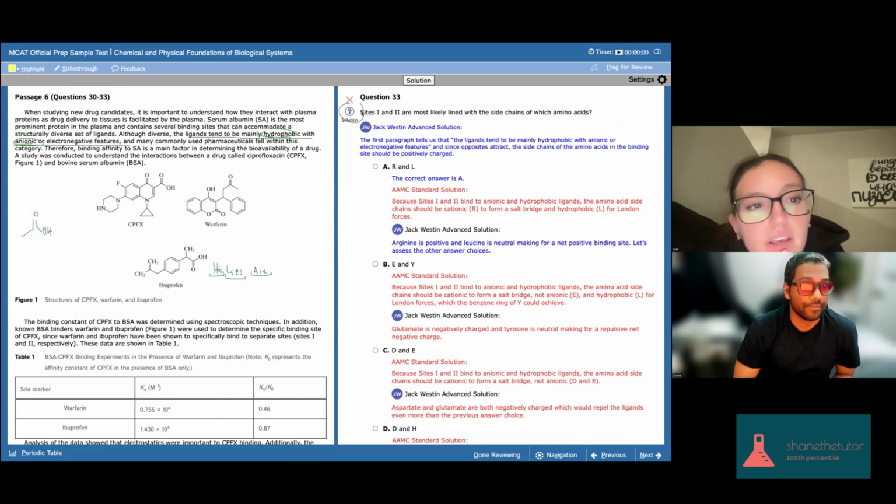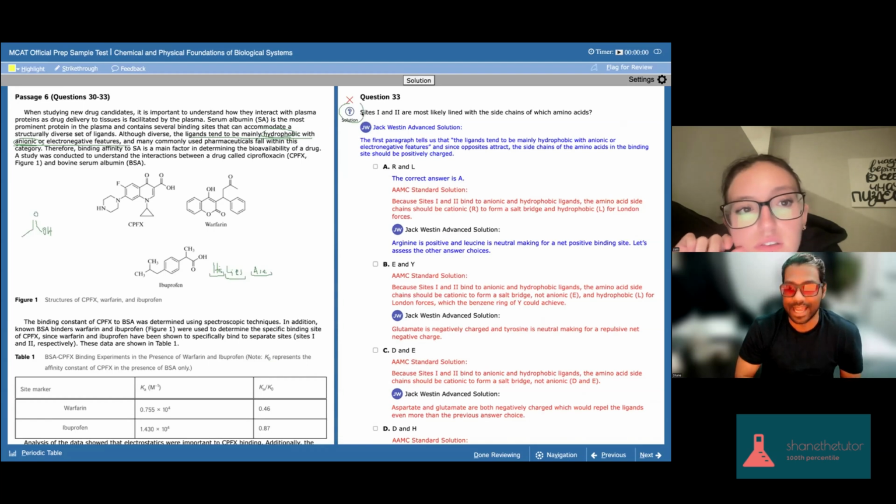So if a ligand is anionic, meaning negatively charged, we therefore want something positively charged to bind to that negatively charged ligand, right? So that's why we want a basic amino acid, right? Yeah. And so like E is what?